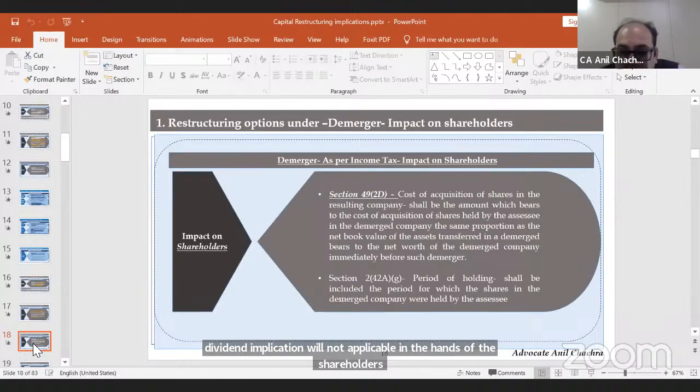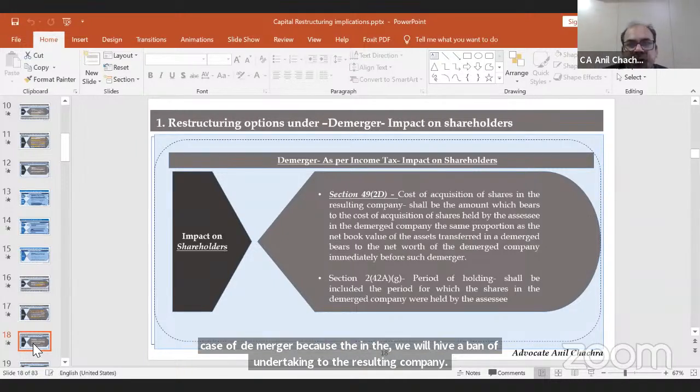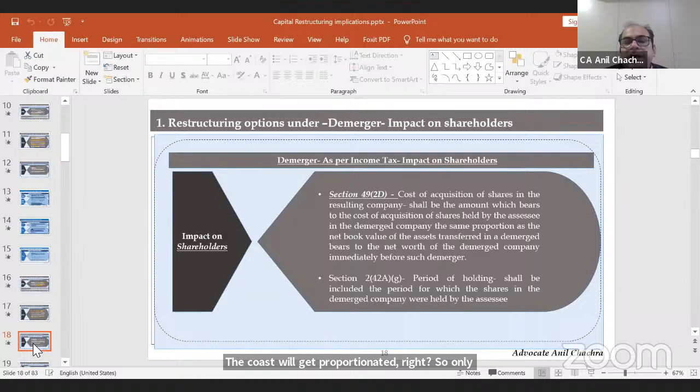And what would be the cost of acquisition in the hands of the shareholders in the resulting company? In the case of a merger, the cost of acquisition as well as the period of holding will get included, and the cost of acquisition would remain the same as we incurred in the previous company. In the case of demerger, because we hive off one of the undertakings to the resulting company, the cost will get proportionated in terms of the book value or net worth of the demerged company to the resulting company, as per the formula defined under section 49 clause 2D. The period of holding shall be included for which the shares in the demerged company were held by the assessee.